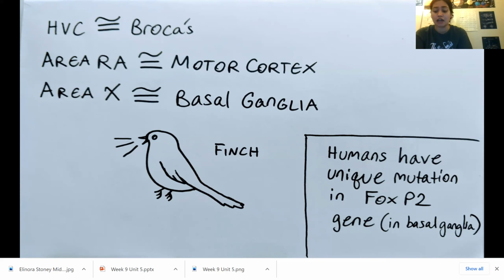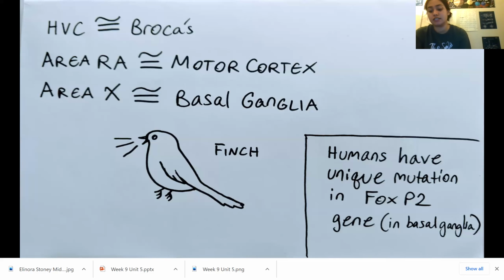Finches also have areas analogous to our Broca's, as well as to a set of structures in our brain called the basal ganglia, which we'll talk about, and to motor cortex. All of these components are needed for creating and producing the actual song.